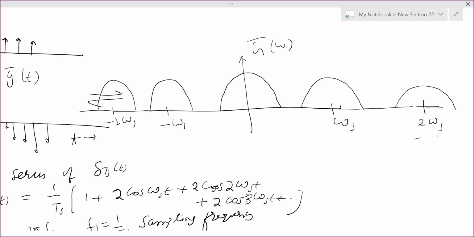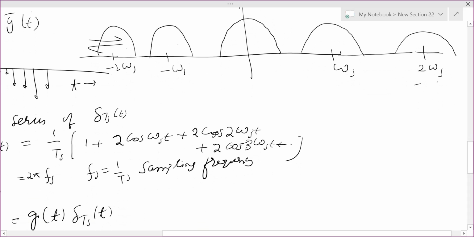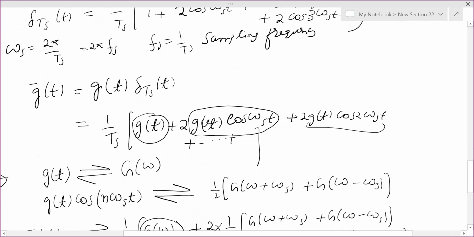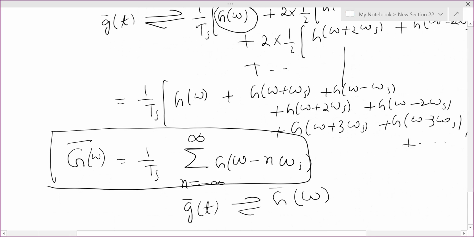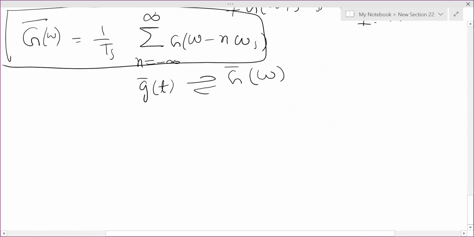Now I want to reconstruct. Now see here, look at this carefully. g of t is a time domain signal. Its Fourier transform is g of omega. g of omega is in frequency domain. It contains all the information about the time signal. If you know g of omega, it means you know g of t, and vice versa.